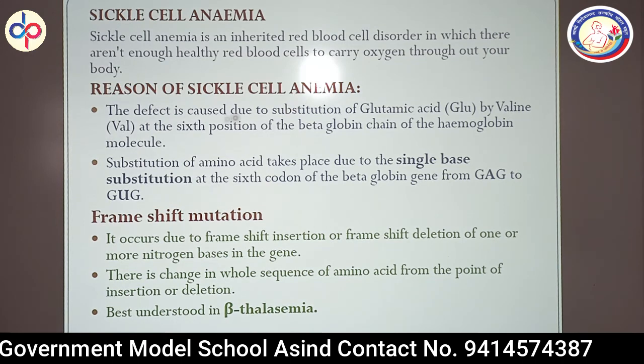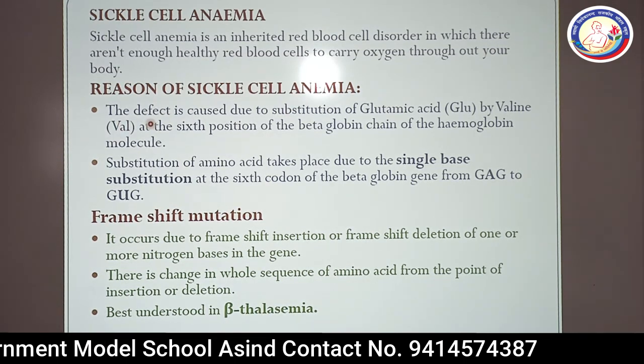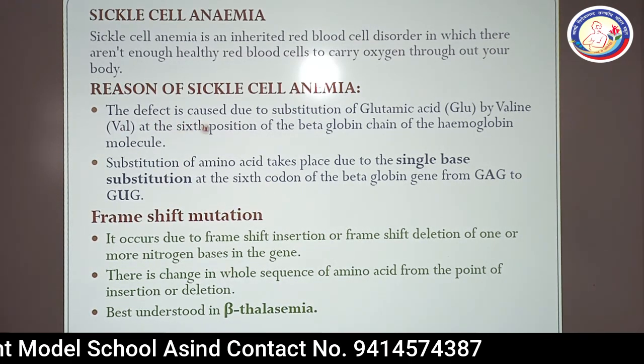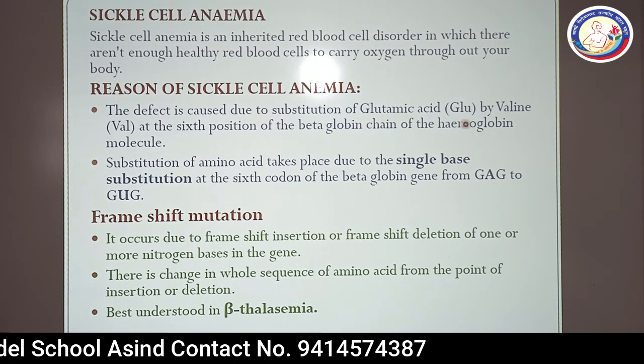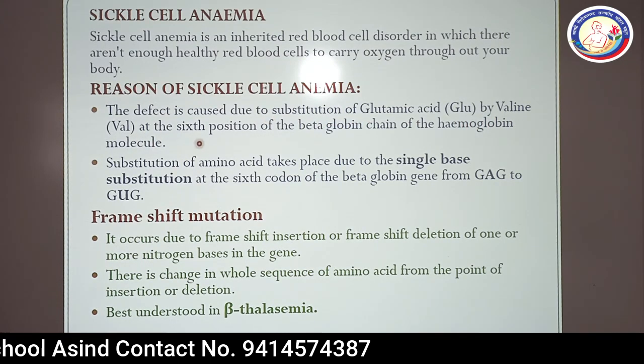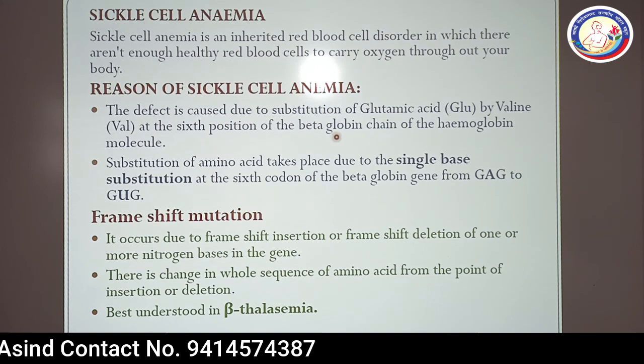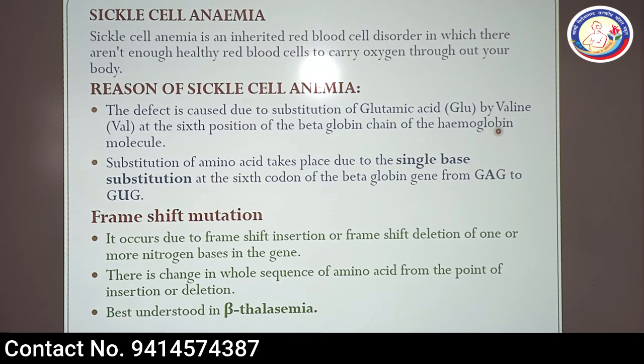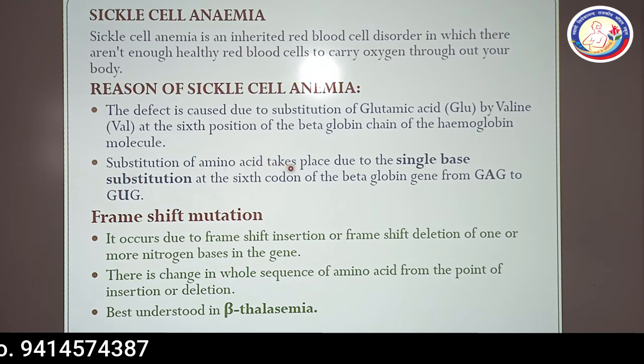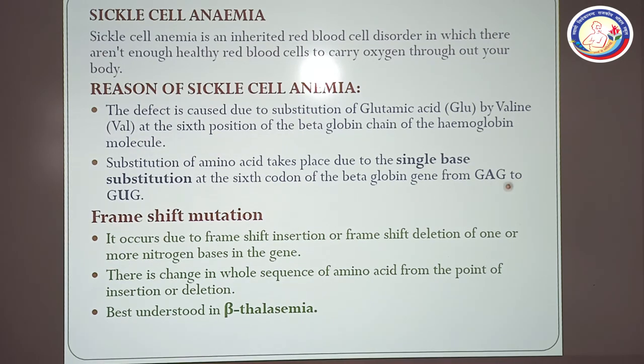Cause of sickle cell anemia: the defect is caused due to substitution of glutamic acid by valine at the 6th position of the beta globin chain of the hemoglobin molecule. So substitution of an amino acid takes place due to a single base substitution at the 6th codon of the beta globin gene, GAG to GUG. So A is replaced by U.